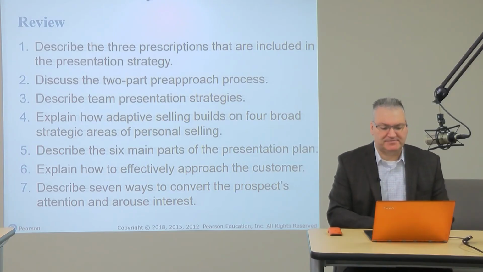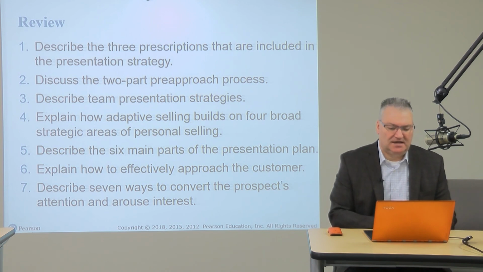So in review for chapter 10, we've described the 3 prescriptions that are included in the presentation strategy, the 2-part pre-approach process, and the team presentation strategies. We've explained how adaptive selling builds on the 4 broad strategic areas of personal selling. We've described the 6 main parts of the presentation plan, explained how to effectively approach the customer, and described the 7 ways to convert a prospect's attention and arouse interest. We've also talked a little bit about sales call reluctance and the fact that you just need to get out and do things. And that concludes chapter 10.